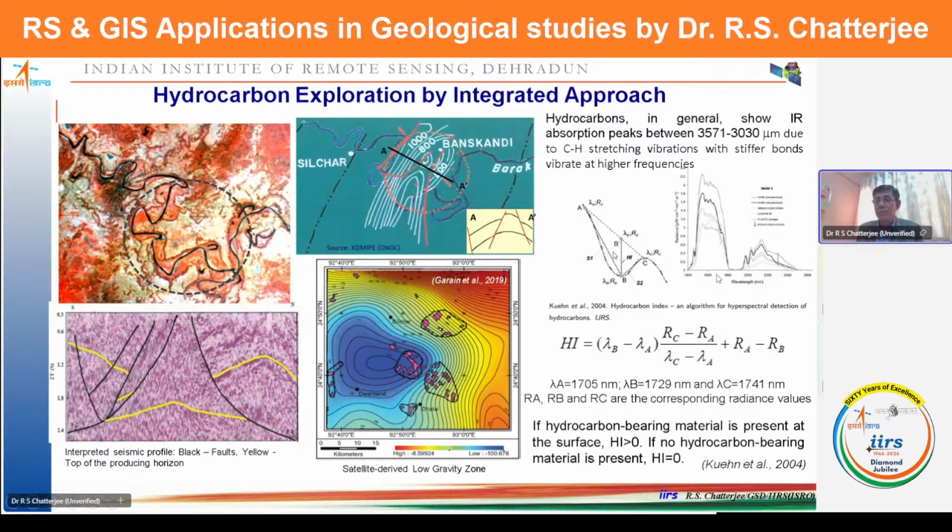It is developed based on their reflection at these two banks of this absorption peak and the floor of the absorption peak. The reflection here, here, and their corresponding wavelengths, lambda A, lambda B, lambda C, and reflectances RA, RB, RC, and then this formula, you get the hydrocarbon index. If this hydrocarbon index value is much higher than 0, then you can say substantial oil seepage has taken place, the soil is contaminated with oil, or there is fresh oil available as seepage. But if the value is very low, close to 0, this is the background value. There is no hydrocarbon or oil seepage.